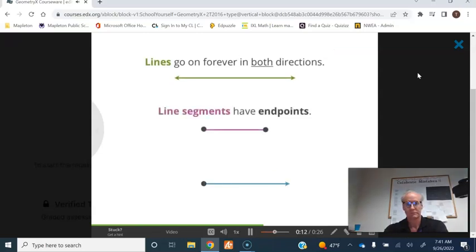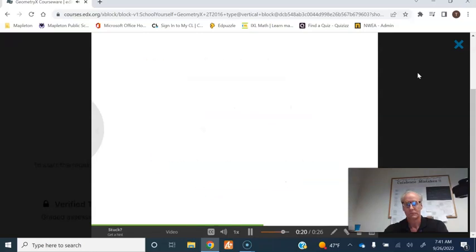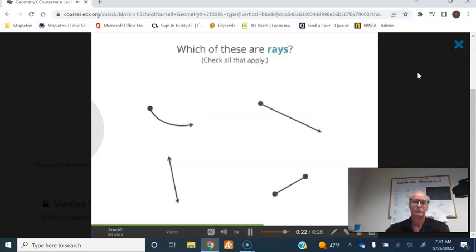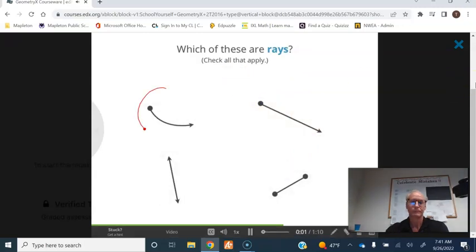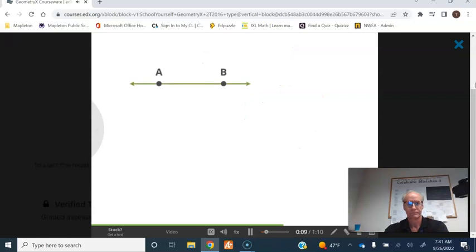But what do you call it when you go on forever in one direction, but not the other? Well, these are called rays, and they have exactly one endpoint. So which of these are rays? Remember that like lines and line segments, rays are straight. So clearly it's this one. Right, this path is curved, this is a line, and this is a line segment, meaning this was the only ray up here.